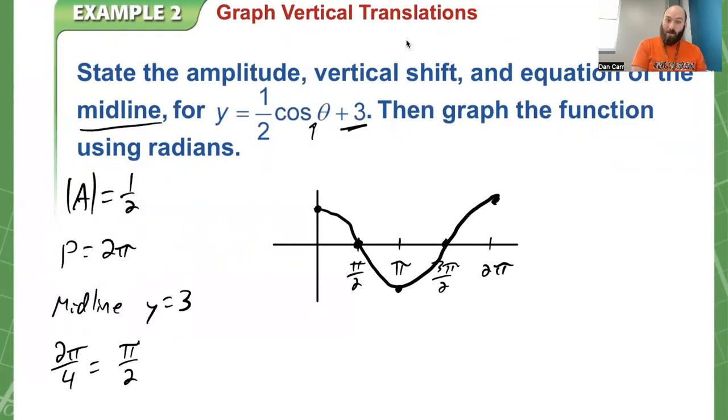Okay, but again, because of that shifting, this is actually going to be at 3. With my amplitude of 1/2, this is going to be 3.5, and my low point here is going to be 2.5. So my midline is going to be a horizontal line. That's the line that my periodic function is going to go up and down in comparison to.